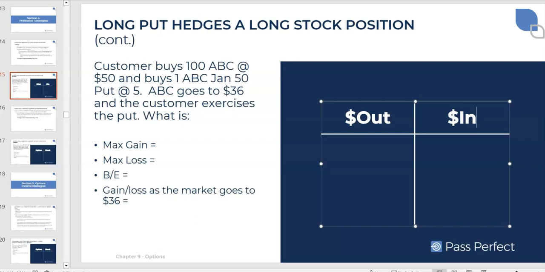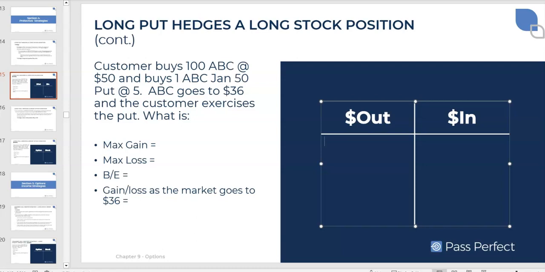A customer buys 100 ABC at 50 and buys one ABC January 50 put at 5. ABC goes to 36 and the customer exercises the puts. What's the max gain, max loss, break even, and profit or loss scenario? All right, so help me fill out the chart.